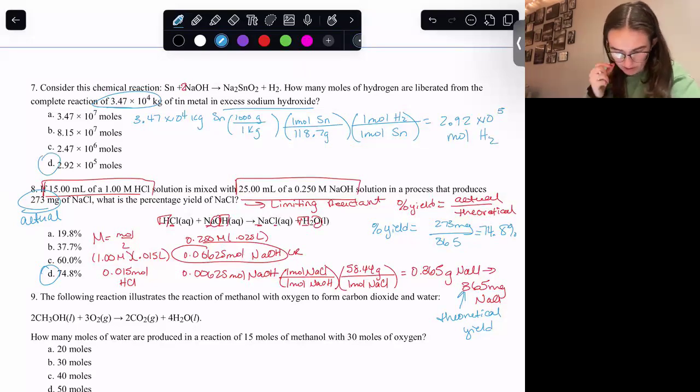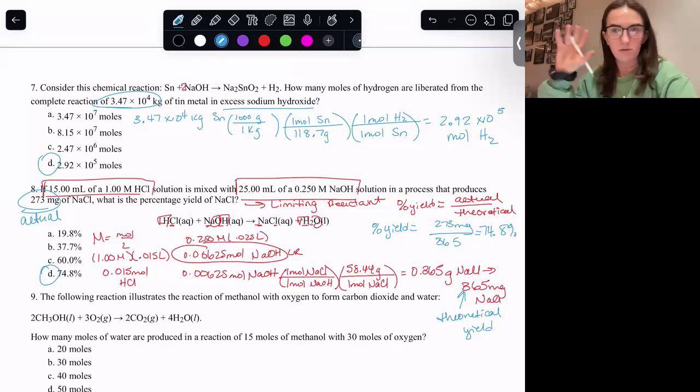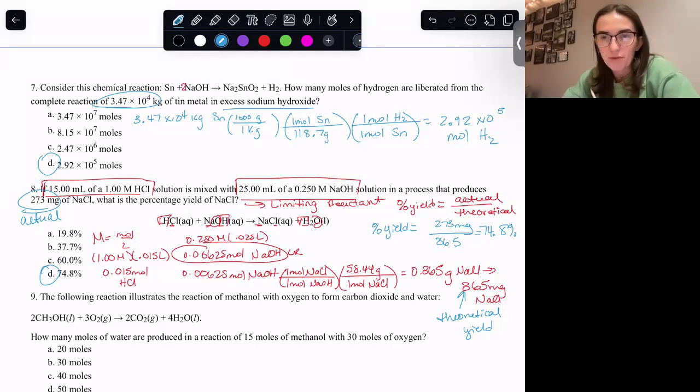So I got D, 2.92 times 10 to the 5 moles of H2. Are we in agreement on that one? Does that help my number 7 question? I will take silence as a yes.